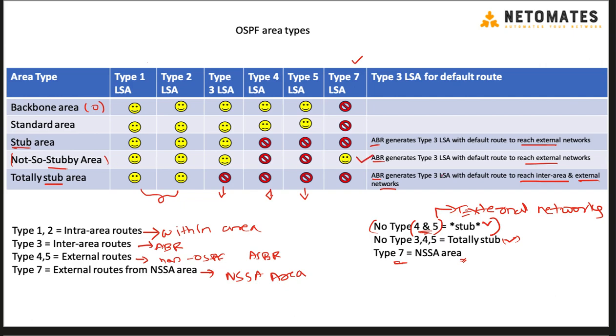So the NSSA area will have connectivity to an external network, but it does not learn any type 4 and type 5 LSAs from other areas. Okay, we will see within the diagrams if it is confusing for now, but the NSSA area can have an external network connecting to it. You can inject non-OSPF routes into the NSSA area. So they will use the special type 7 LSA to flood that information within the area.